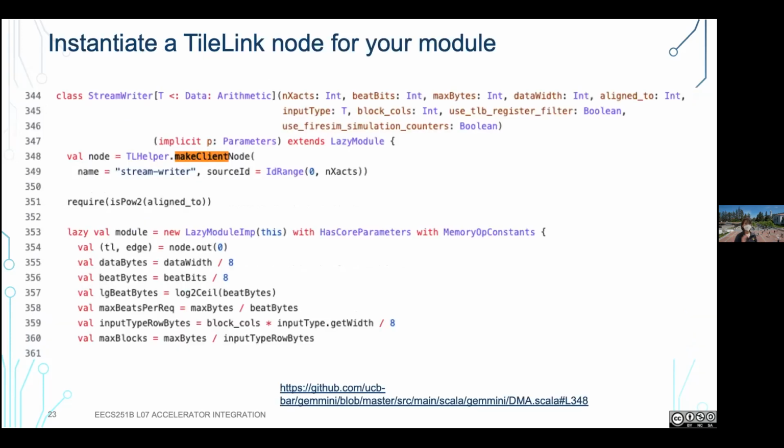Okay, so one more thing, I guess I already hinted earlier, right? When you actually design and instantiate an accelerator, always look for either make client node or just client node in general. Those are where the TileLink node is actually instantiated. And again, the terminology is a little bit confusing. Client in TileLink is the one who instantiates traffic, right? Just think about client as who makes the request, right?